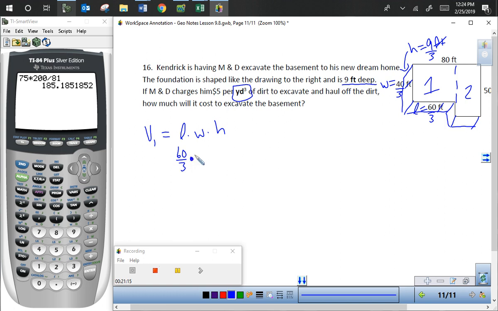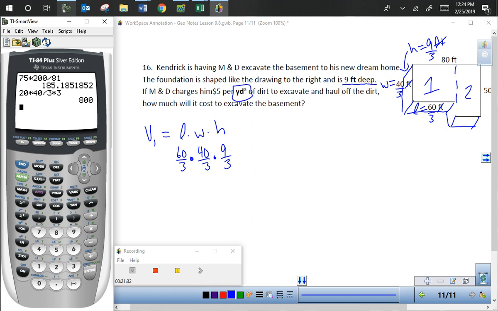The width was 40 over 3. And then the height is 9 over 3. Okay, these two come out nicely. 60 divided by 3 is 20. And then 40 divided by 3. And then 9 divided by 3 is just 3. So, like I said, you can reduce as you go, or you can reduce at the very end. Either way, it's going to give you the same number. We've got 800 yards cubed.